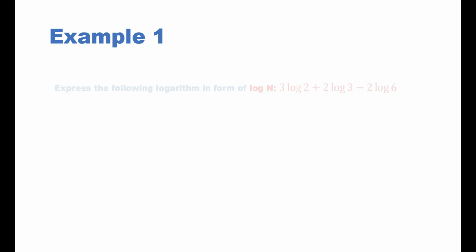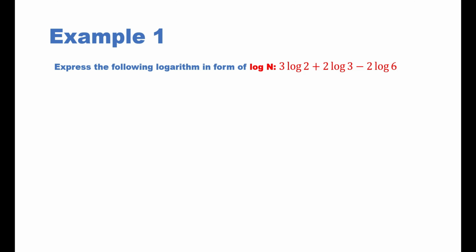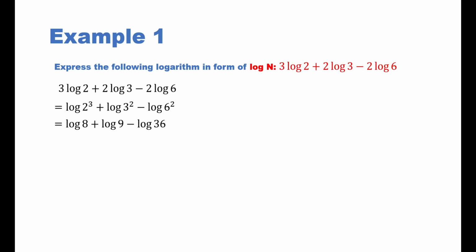For the first example, we are given a long expression which should be simplified so that we can be left with a logarithm of a single number. So let us start with our expression: 3 log 2 plus 2 log 3 minus 2 log 6. If we apply the power law, we get log 2 cubed plus log 3 squared minus log 6 squared. This can be simplified to log 8 plus log 9 minus log 36. If we apply the multiplication and quotient laws, we get log of 8 times 9 divided by 36. This is equal to log 72 over 36, which will then give us log 2.